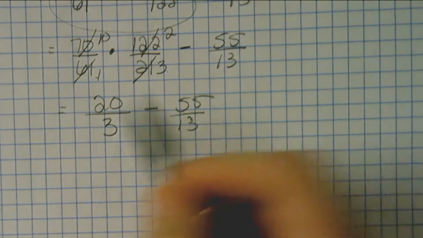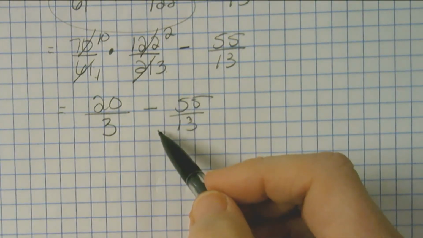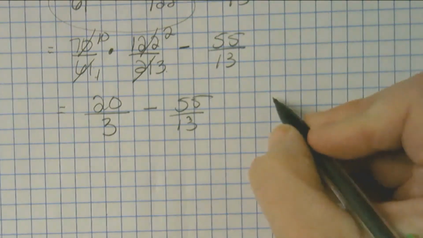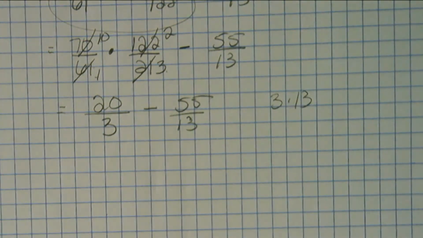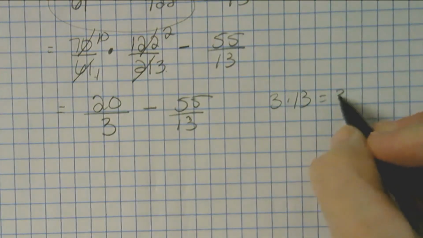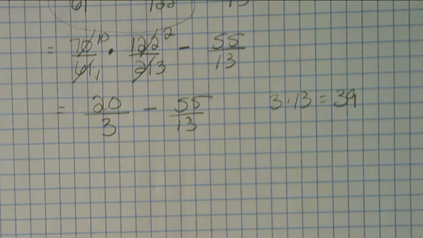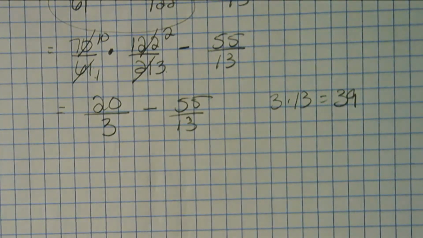Okay. So now I have to do this subtraction. To come up with a common denominator, I'm just going to multiply 3 times 13, which gives me 39. So my common denominator is just going to be 39. I'm not going to mess around with trying to find a common factor. I'm just going to multiply them together.